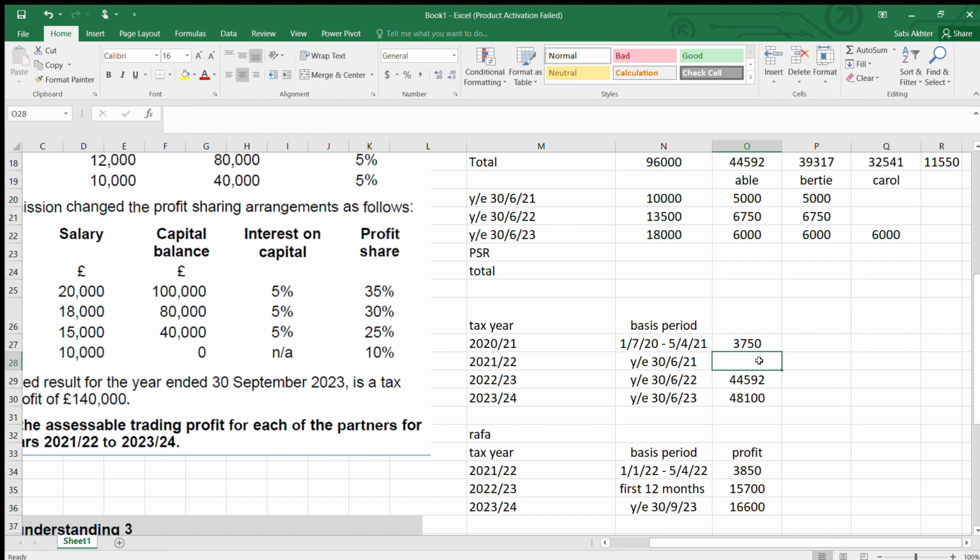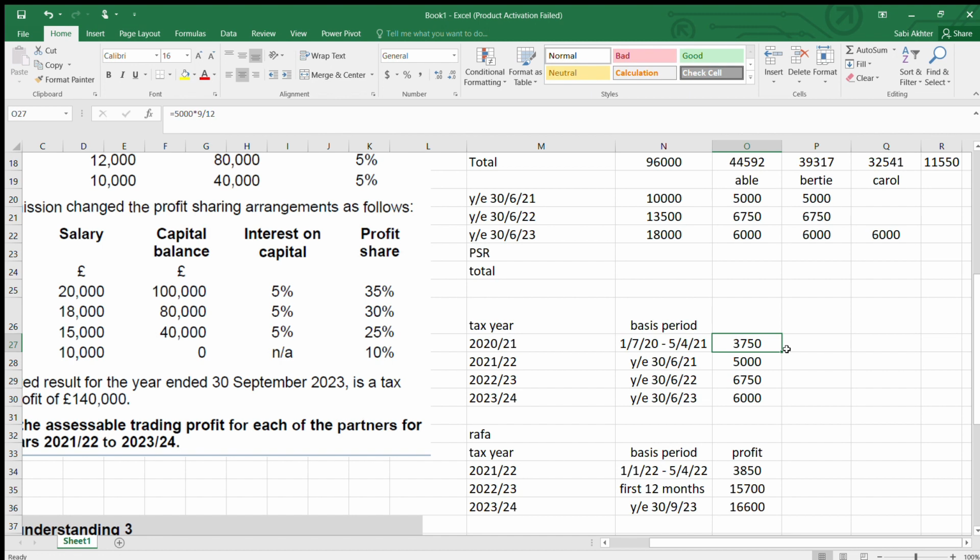3,750. Here's 5,000. Just take from here. You see year end 30th June 21, it will be 6,750. And then 6,000. What about the overlap profit? This is the overlap profit because this is taxed twice. This is taxed here also. So 3,750 is the overlap profit.